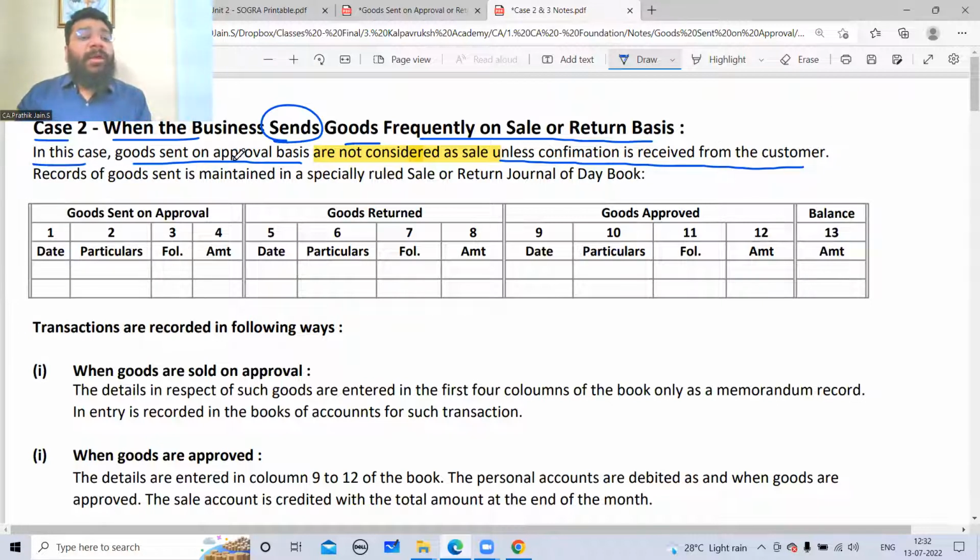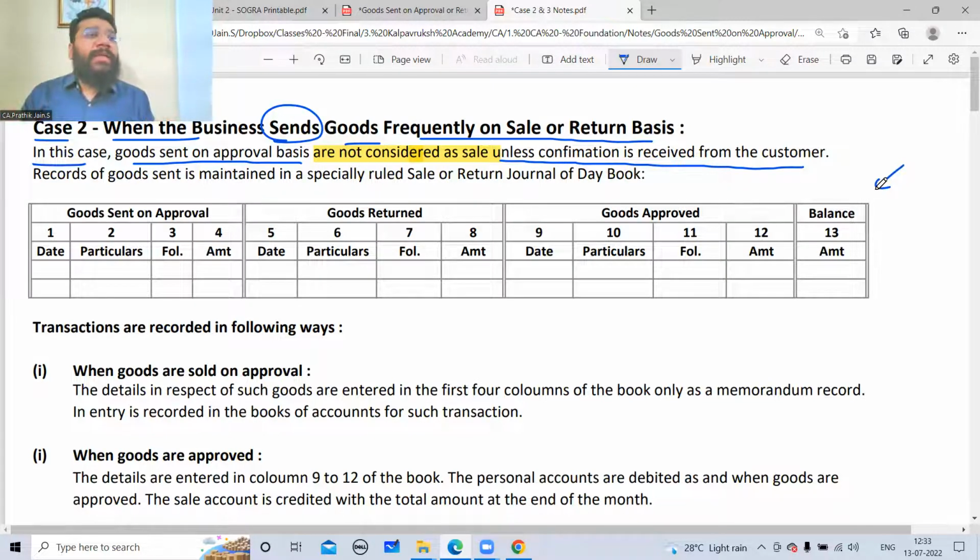In this case, goods sent on accrual basis are recorded as a sale only when the confirmation is received from the customer. Then you may ask a question, sir. Goods are sent. If you're not recording a sale entry for sending the goods, what control do we have? Very simple. For that, they are preparing this additional document.